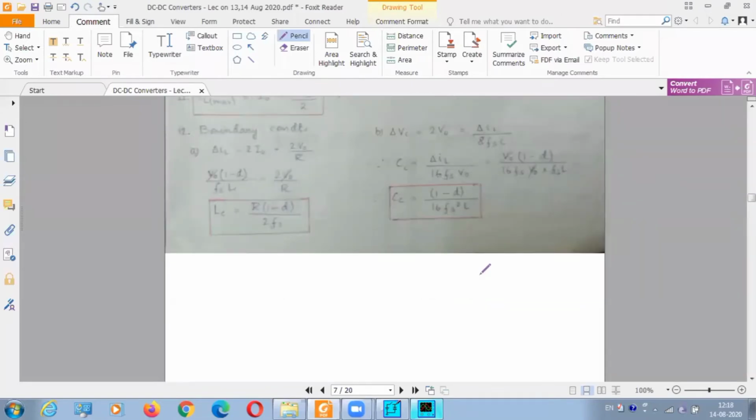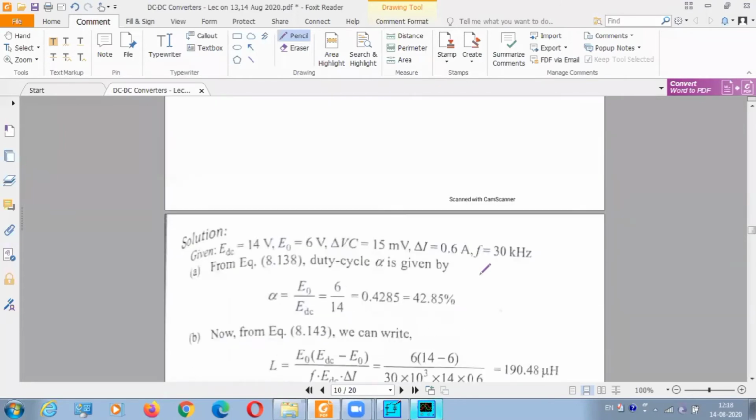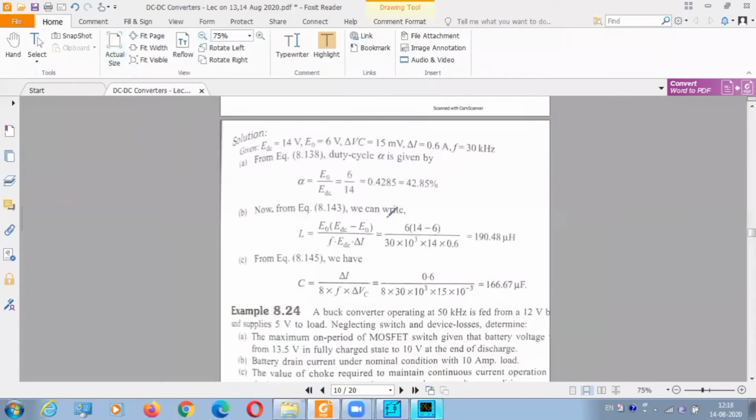I have forwarded this PDF to you in the Google Classroom. You can go through it. And I think these problems will be very easy for you if you understand. Some problems for your reference I have given. You can understand these problems very easily.